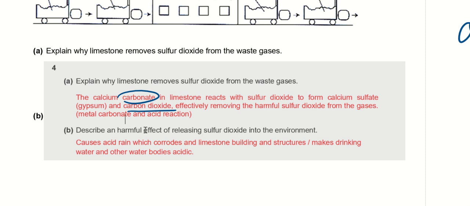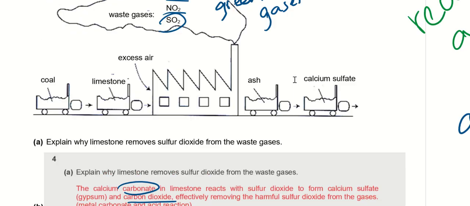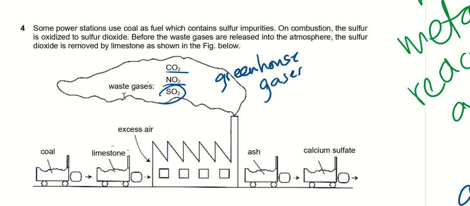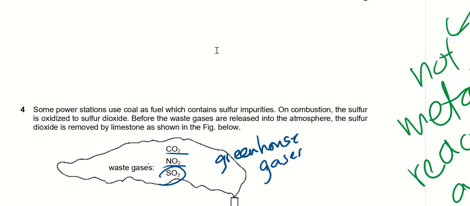Then describe a harmful effect of releasing sulfur dioxide into the environment. If we do not remove this sulfur dioxide, it is given out to the surroundings. It may cause acid rain that corrodes limestone buildings and structures. So this is all for this chapter. This worksheet is very short, but there are a lot of things you need to memorize in the notes. Please read through your notes on chemical reactions.